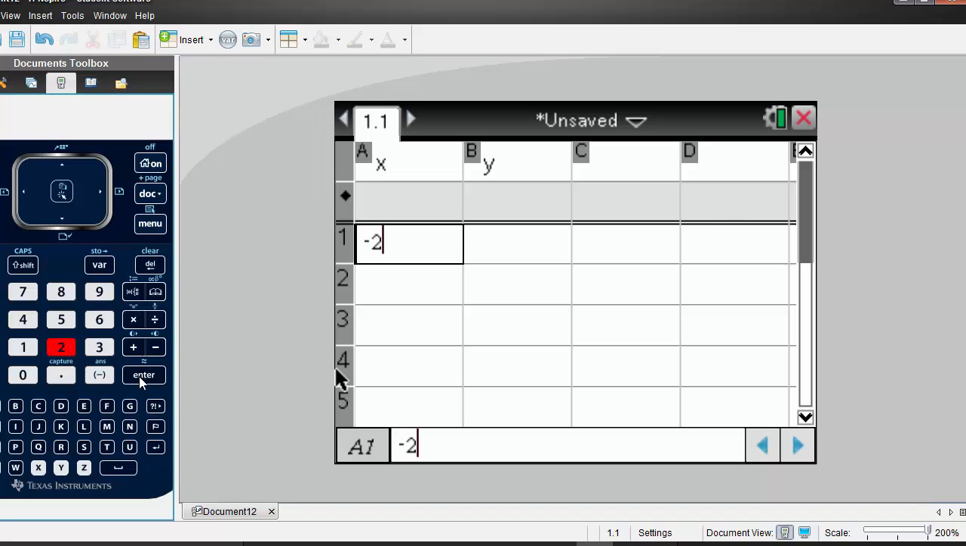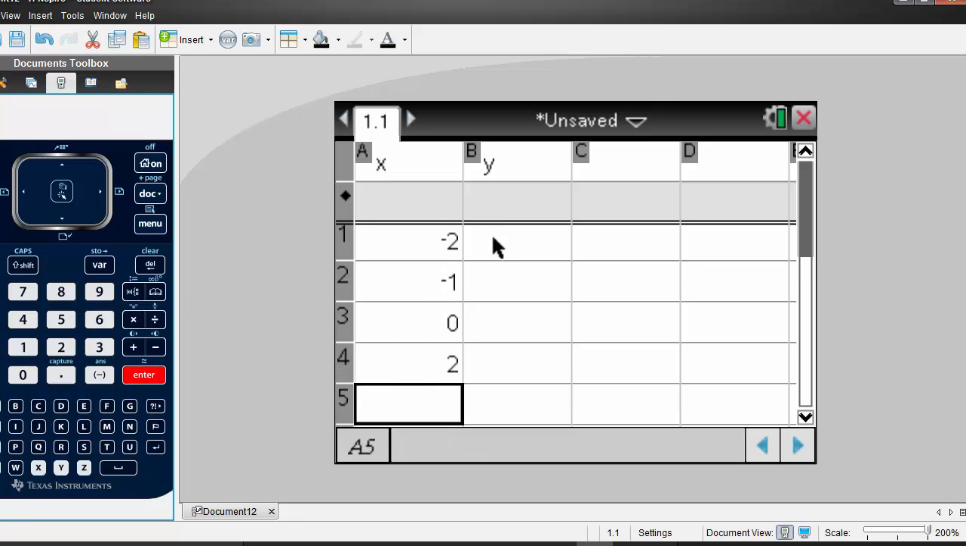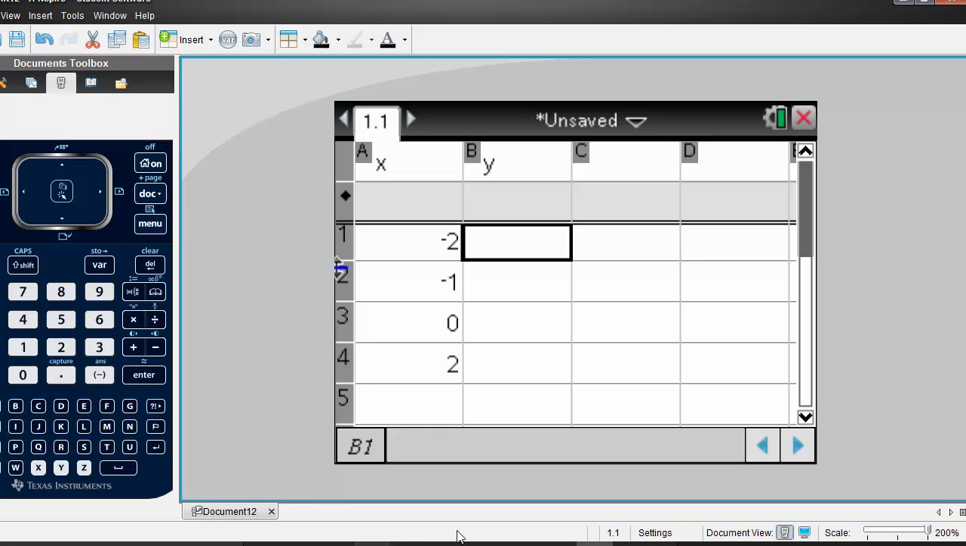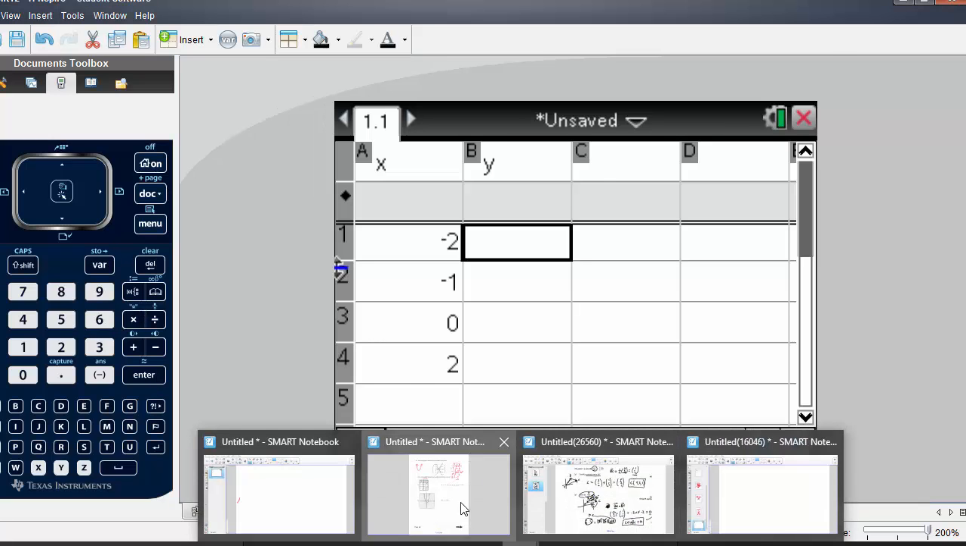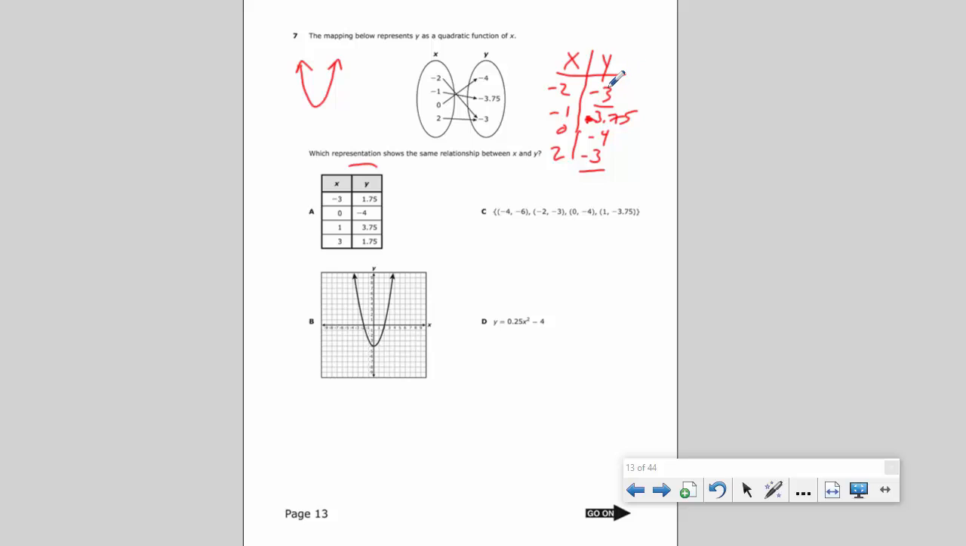-2, -1, 0, 2. Put all my x values down from the table. Now we can insert the y values. These y values are -3, -3.75, -4, -3. Alright.